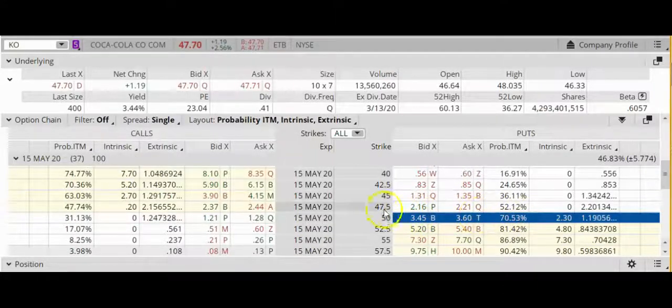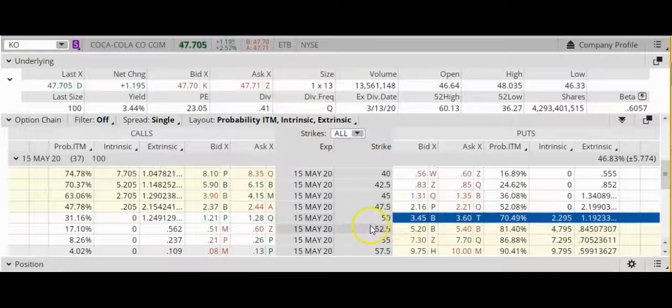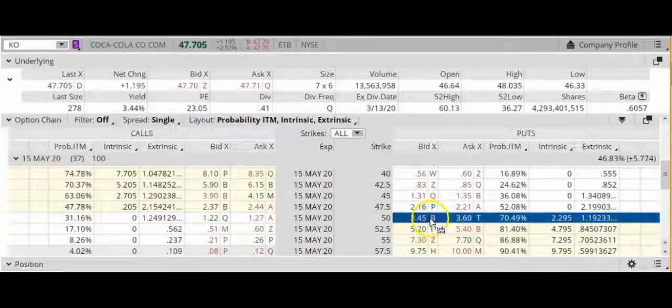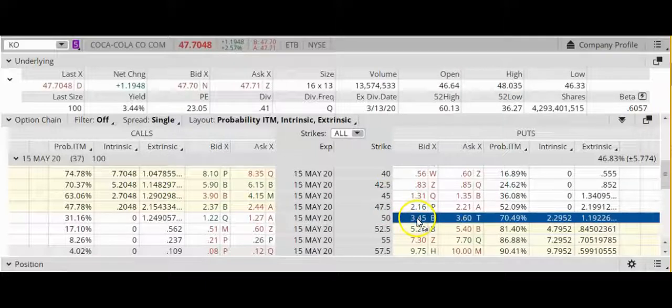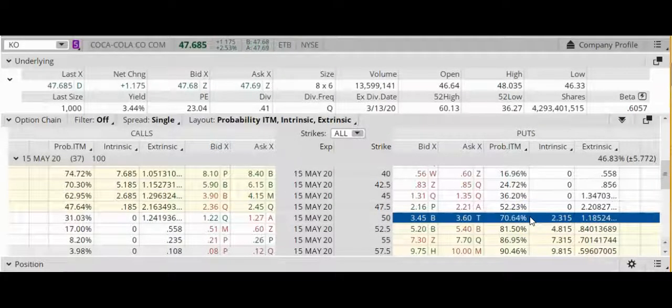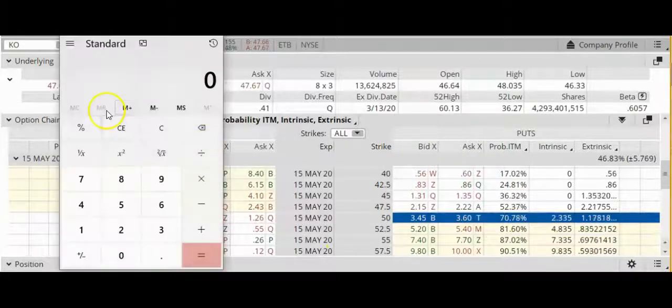This put option has a strike price of $50. And notice that this premium is about 3 times higher than the $45 put option. And that, of course, is very attractive. The probability of getting assigned on this option is over 70%. So that's pretty high. So now let's do some math and see what the real cost basis is.